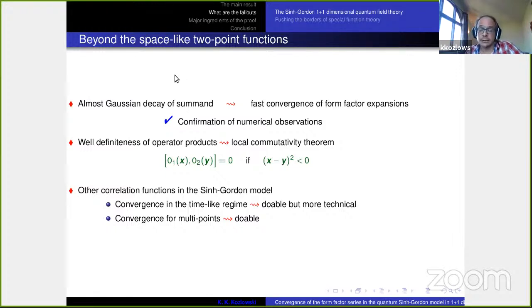The second application of this analysis is that, to substantiate that one has built through such a procedure an acceptable quantum field theory, you have a local commutativity theorem, in the sense that your quantum field theory is causal.